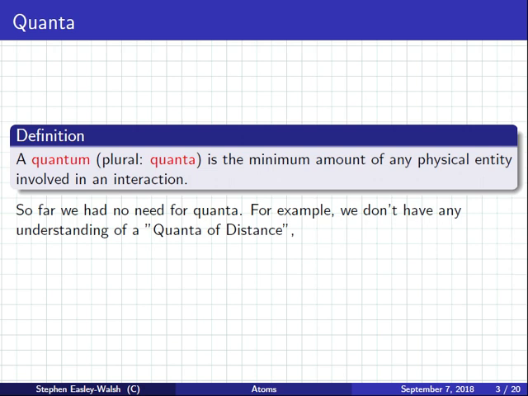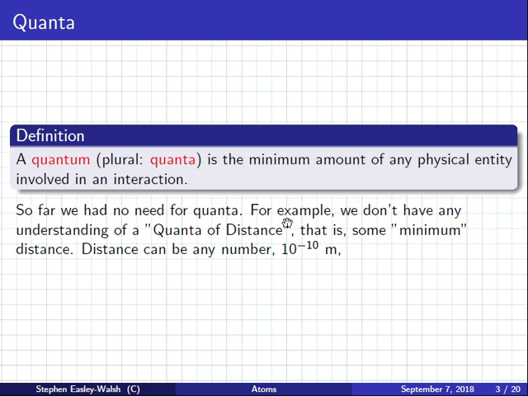One of them anyways, quantum or quanta of distance, that is, there's no such thing as a minimum distance, right? For example, if you had 10 to the minus 10 meters, you could have 10 to the minus 11. You could have 10 to the minus 12. There's no minimum distance. So for something like distance, there's no minimum. You can just go smaller and smaller.